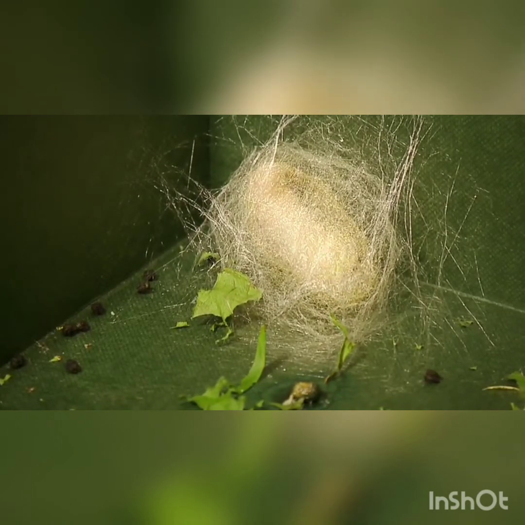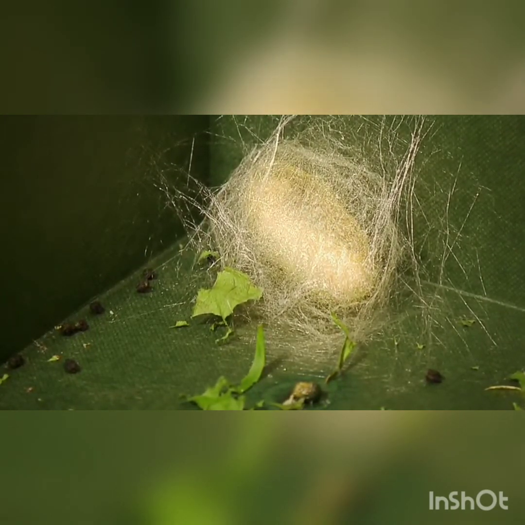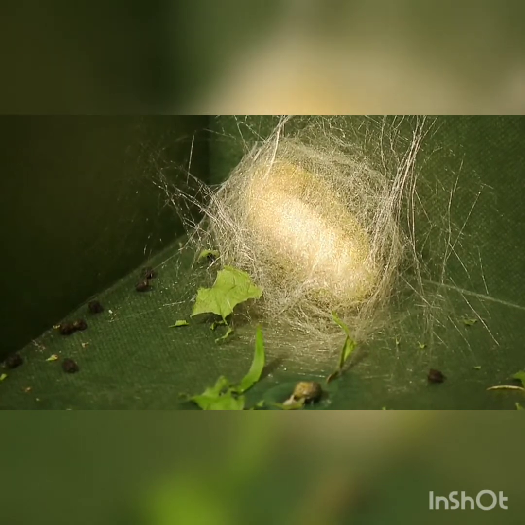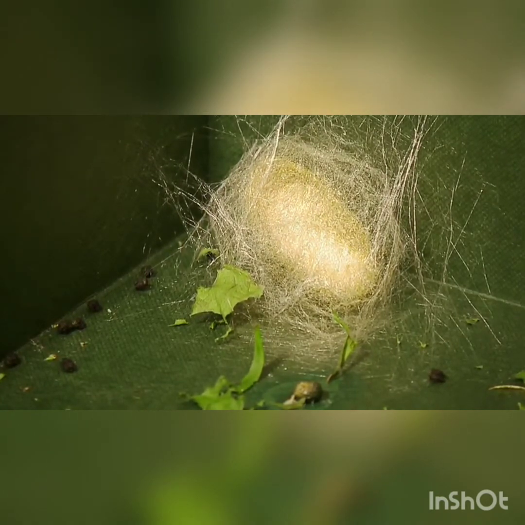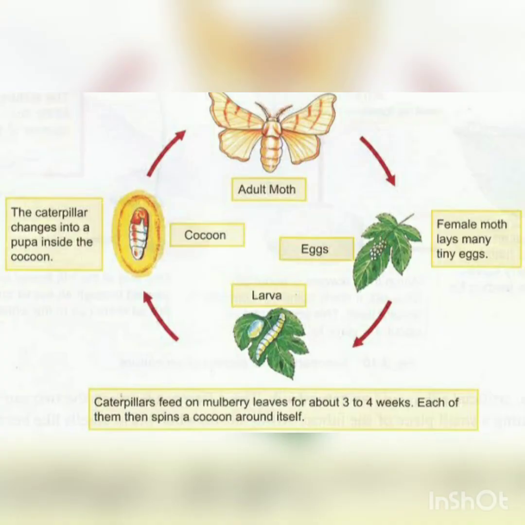At this stage of life cycle, the silk moth is called pupa. The pupa goes through dramatic changes inside the cocoon and breaks it and comes out as an adult moth.